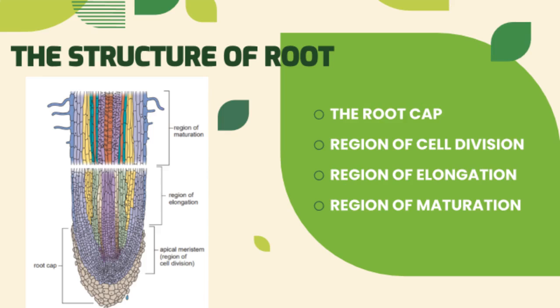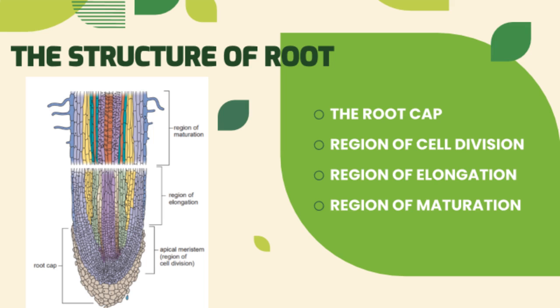If we closely observe the developmental process for the young roots, we can divide them into 4 different regions. These regions are the root cap, the region where cell division takes place, the region of elongation, and lastly the region of maturation. Now we are briefly going to discuss the 4 different regions.